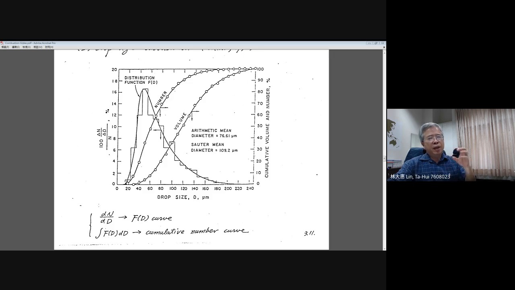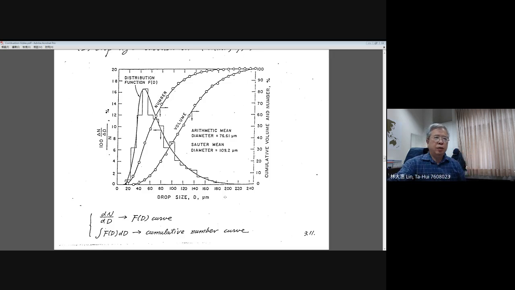For example, the arithmetic mean droplet diameter. In this example, they show you 76.61 microns. How do you do that? They just calculate the total diameter times the number, then divide by the total number, and they get an arithmetic mean value, the average diameter, which represents 76.61 microns. But if you calculate the number with the volume, then you will have a different value.